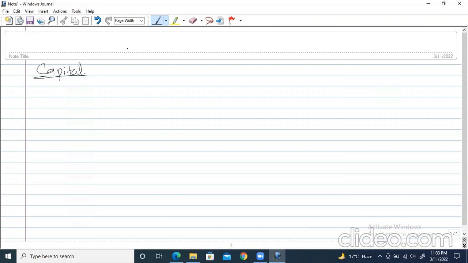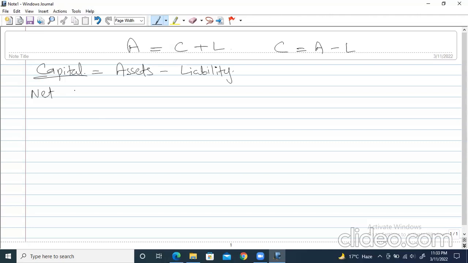Now if you look at the accounting equation, this is the accounting equation. Assets is equal to capital plus liabilities, right? So for finding capital, we just rearrange the equation. Capital is equal to assets minus liabilities, right? I can rearrange it and write it like this as well. Now there is one more word used which is not used over here in the study text. You might have heard it in real life as well. It's basically called net assets.